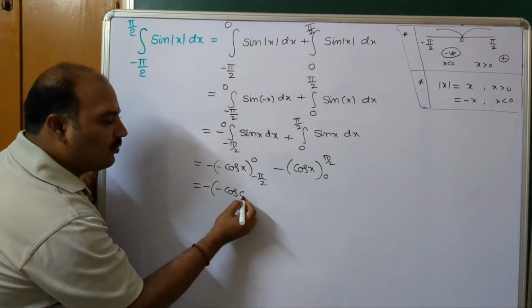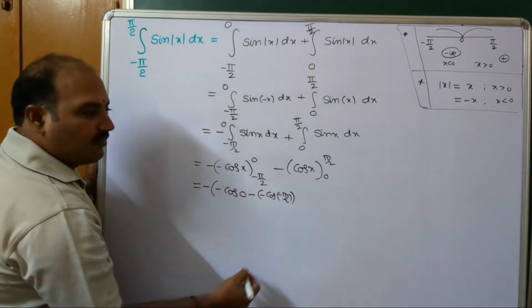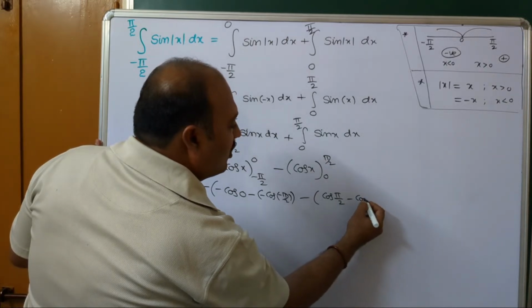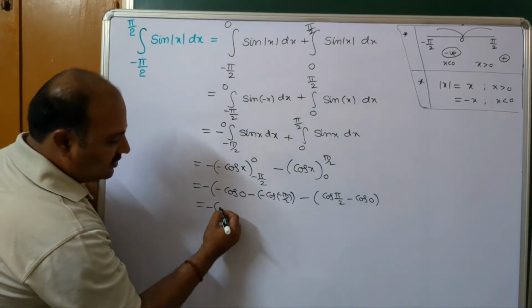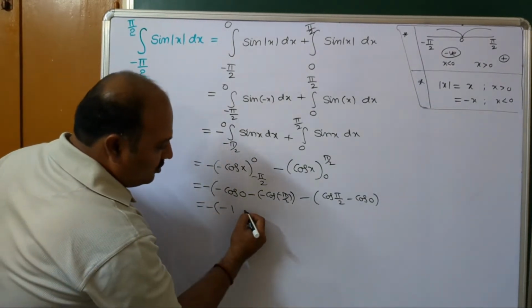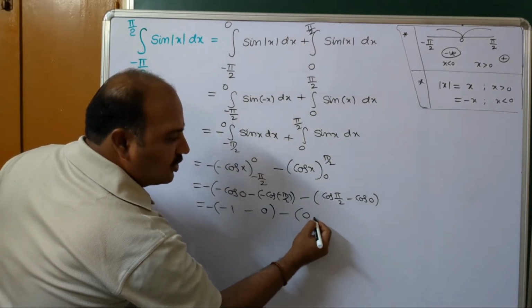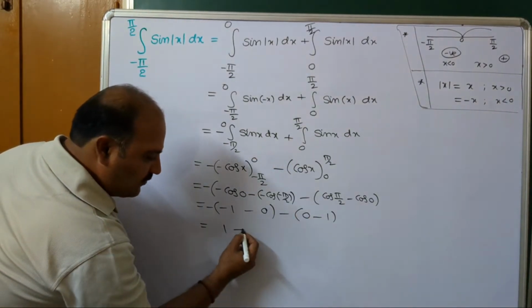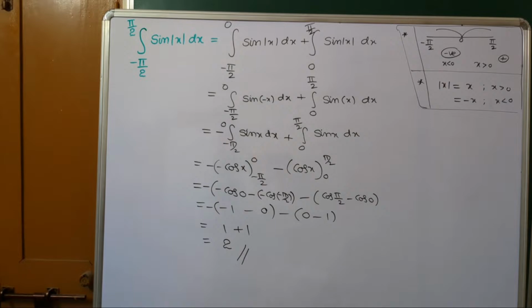Minus cos 0 minus cos of minus pi by 2, minus cos pi by 2 minus cos 0, minus cos 0 minus 1. So minus cos pi by 2, value 0 anyway. Minus cos pi by 2 is 0, minus cos pi. So minus into minus plus 1, minus into minus plus 1, 1 plus 1 is 2. So this is the way you can do the answer, dear students.